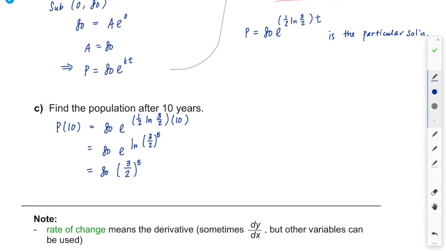And then using your calculator, this works out to 607.5-ish. And for the population after 10 years, we can't have half a salmon, so we can say 607 then. There are 607 salmon in 10 years. Okay.